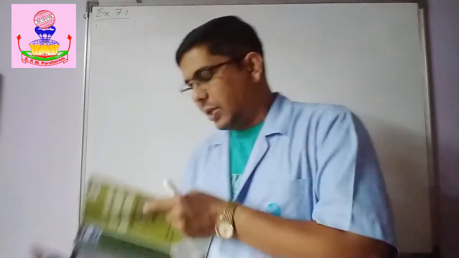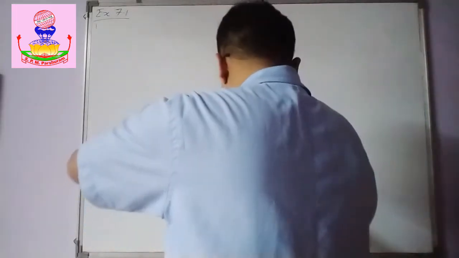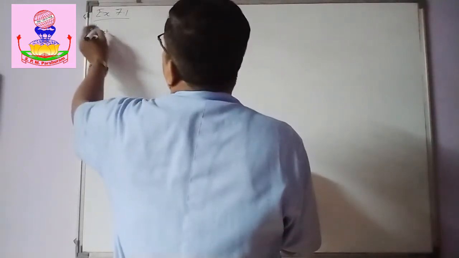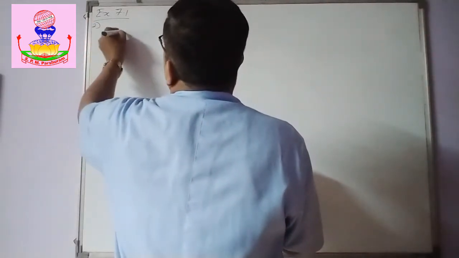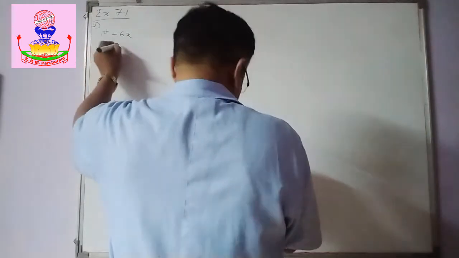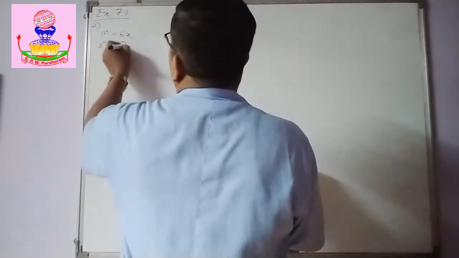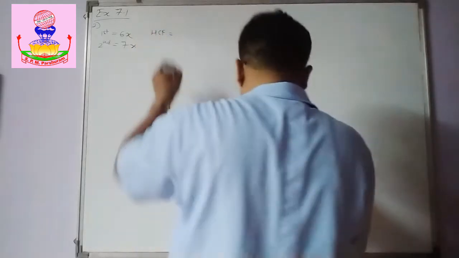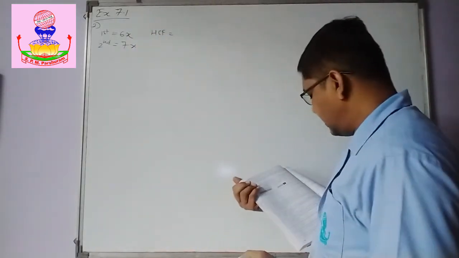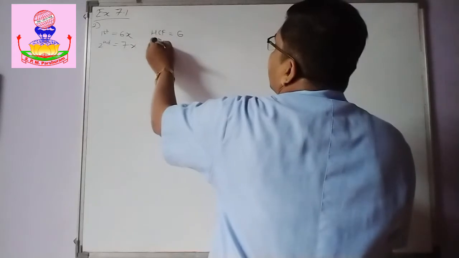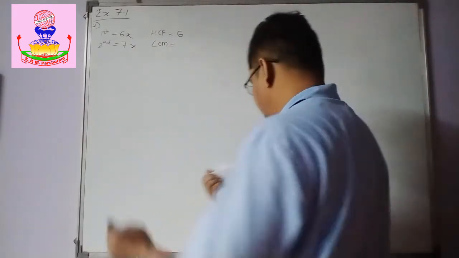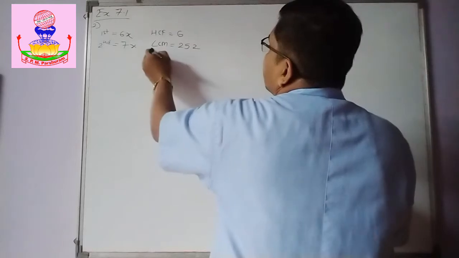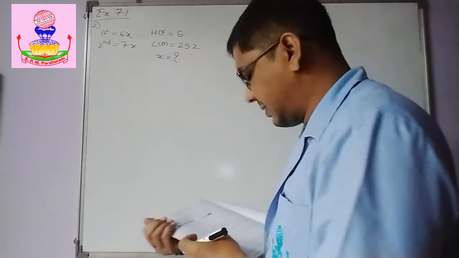Second example. The HCF and LCM of the numbers 6x and 7x are 6 and 252 respectively. What is the value of x? Now, these are the two numbers. The first number is 6x, the second number is 7x. And the HCF is given as 6, and the LCM is 252. You are supposed to find the value of x.